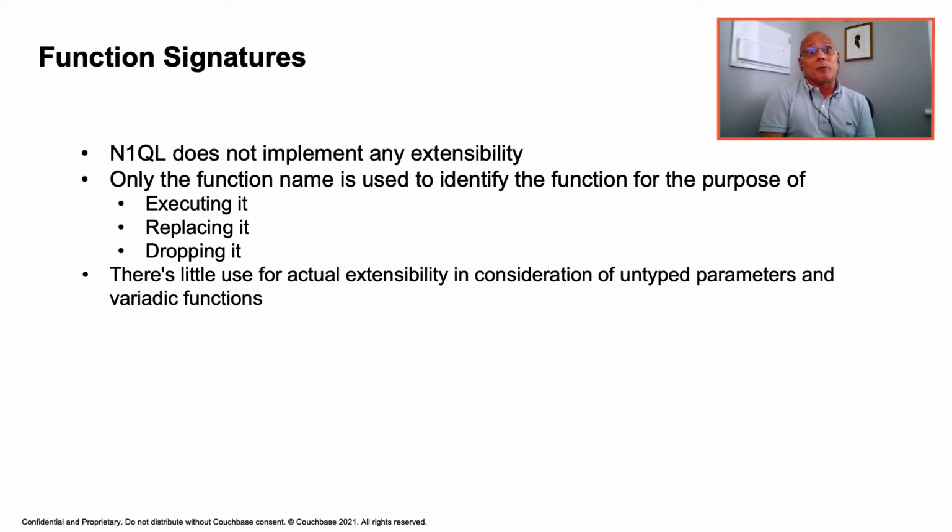JSON doesn't really have a fixed schema, so we can cast from one type to another. And we will just execute that function, and that function is expected to handle the different types. So when it comes to creating it, dropping it, replacing it, you still use the same name, and we disregard the parameter list. And that's because with a flexible schema and untyped parameters, literally, there's no need for the more complex extensibility that's implemented by more traditional relational engines.